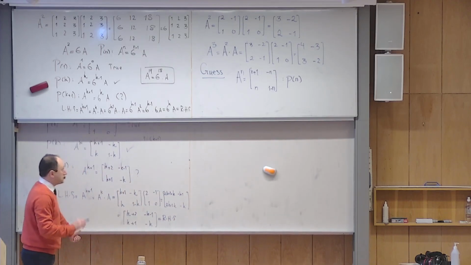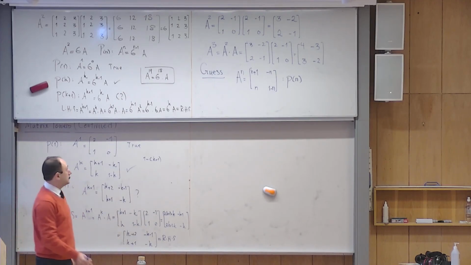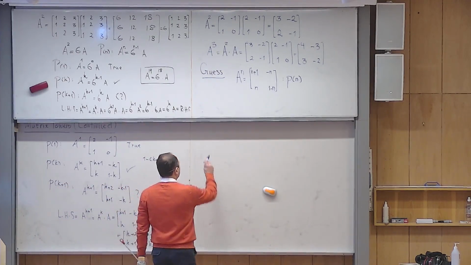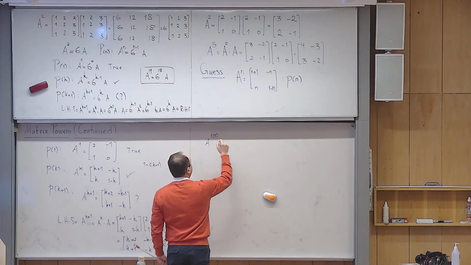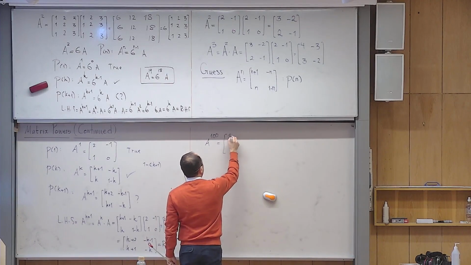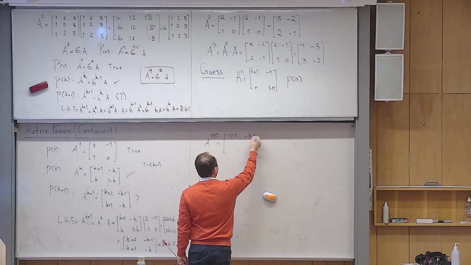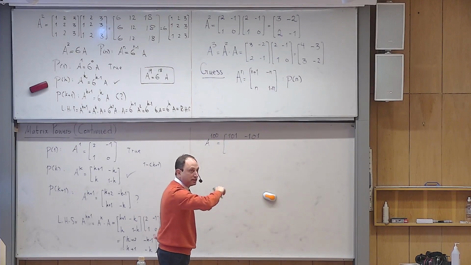So this proves exactly that my guess is correct, but my goal is to calculate A to power 100. So A to power 100 becomes equal, I replace n with 100. By the way, it is also interesting to see that in this case, this does not become a matrix with huge entries, even though the power is much bigger.